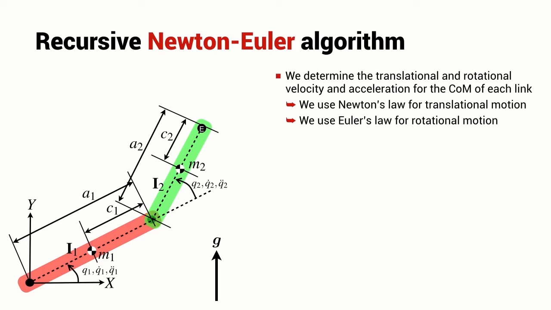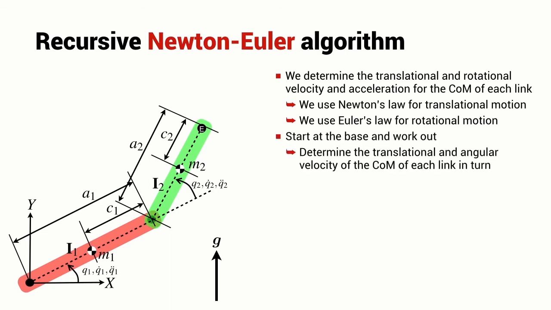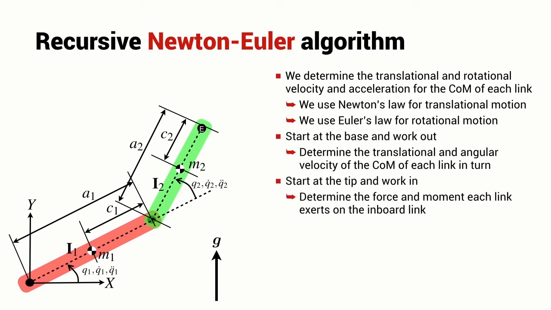The first step is to determine the translational and rotational velocity and acceleration for the center of mass of each of the links. We use Newton's law for the translational motion, and we use Euler's equation for the rotational motion. We start at the base of the robot and we work outwards, determining the translational and angular velocity of the center of mass of each link in turn. Once we get to the end of the robot, we then work our way back inwards, and determine the force and moment that each link exerts on the link that's closer towards the base of the robot. This method is computationally elegant and very efficient.